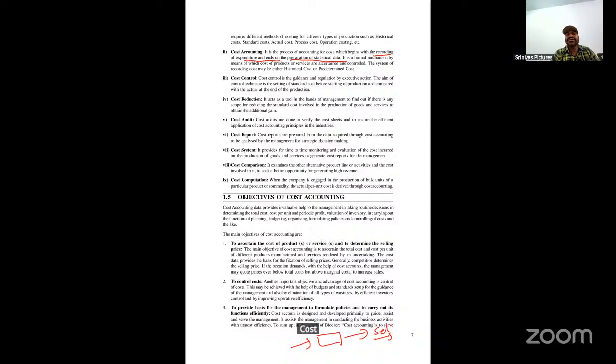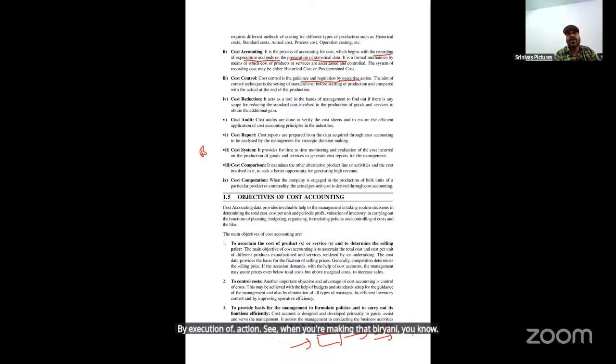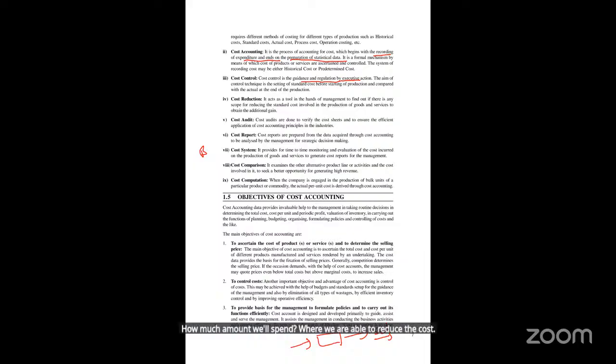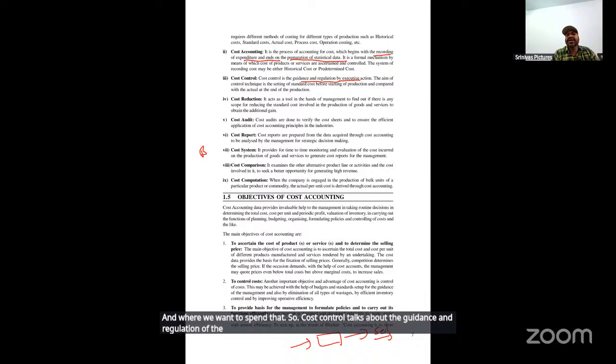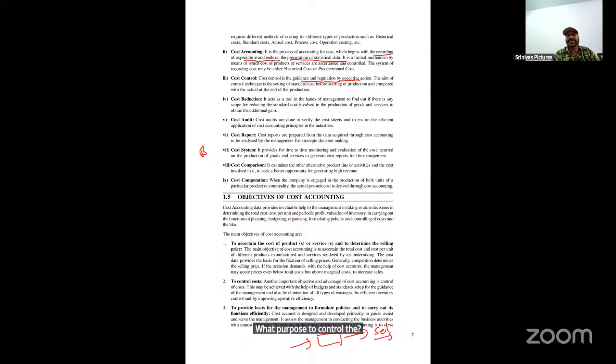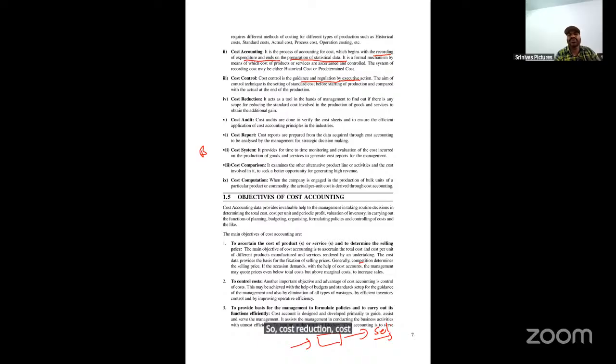Cost control means what? Cost control is the guidance and regulation of the execution of action. When you are making that biryani, you know how much amount will be spent, where we are able to reduce the cost, and where we want to spend. So cost control talks about the guidance and regulation of the execution of action, with the purpose of controlling the cost. Is it clear? Yes, sir. Then cost reduction, cost audits. Go through these all once.